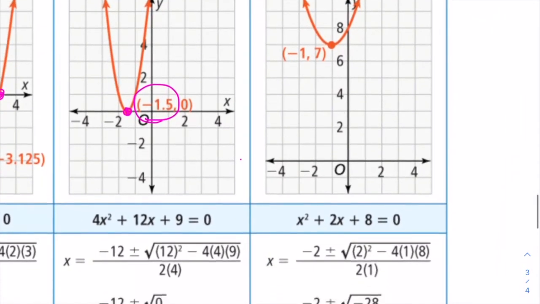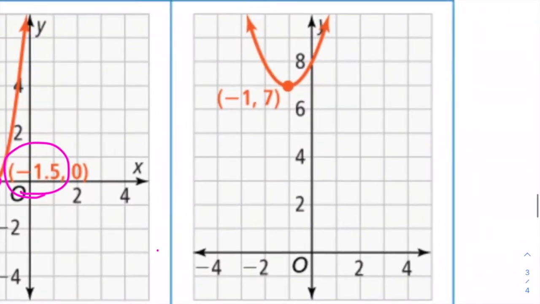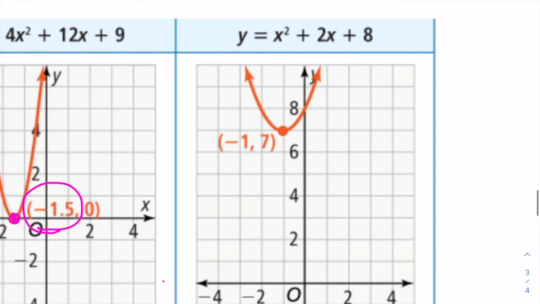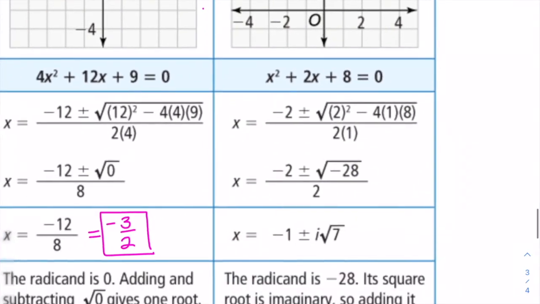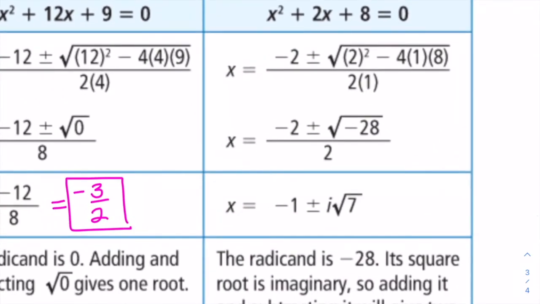And then for the third one, we have the parabola here, and you can tell that the parabola is not going to touch the x-axis at all. So it's going to definitely have 2 imaginary roots. And when we plug it into the quadratic formula, you can definitely see that you'll get 2 imaginary roots, negative 1 plus or minus i root 7.